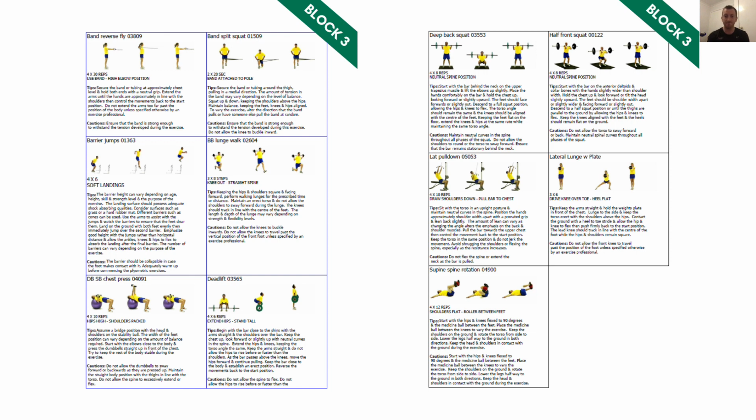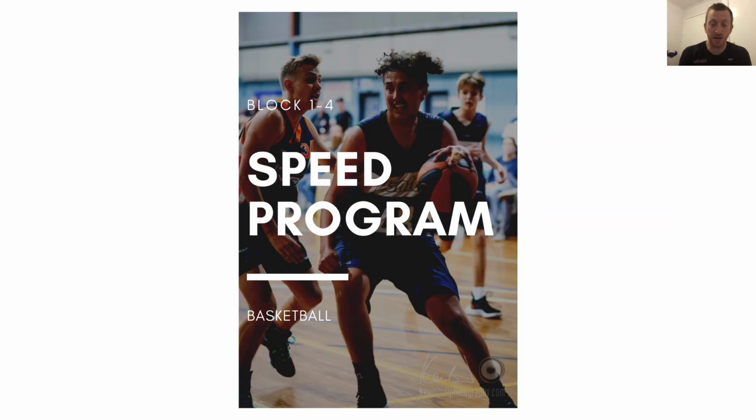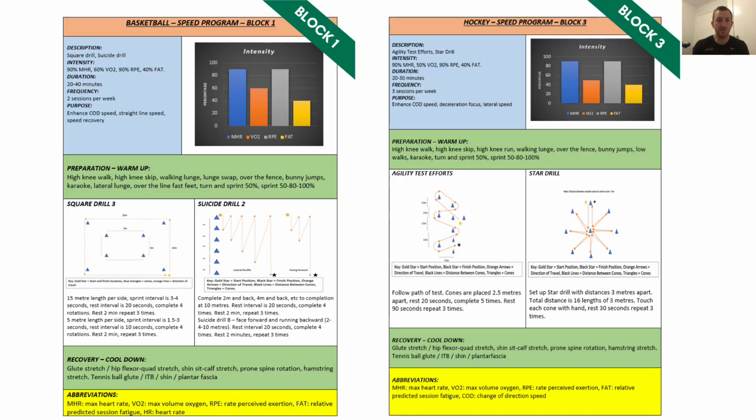So the next type of programs are speed programs. These are really only given for the field sports. So these are examples of some of the speed programs. You can see up the top there, it's got the program description in the blue box. The prep is in the green, and it's got 2 separate drills. So ideally, we're doing 2 drills per session.